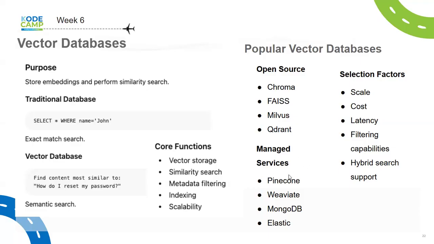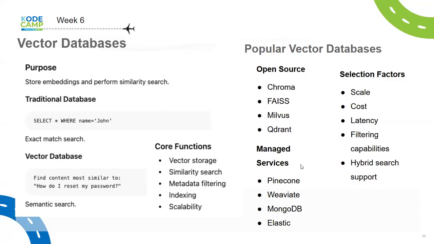And then you have managed services, which are cloud-based vector databases. You just create an account, get an API key, and create a store, right? An index, and you can then use it. So Pinecone, Weaviate, MongoDB, Elastic. We'll also use Pinecone for a few of our hands-on so that you get a feel for both.